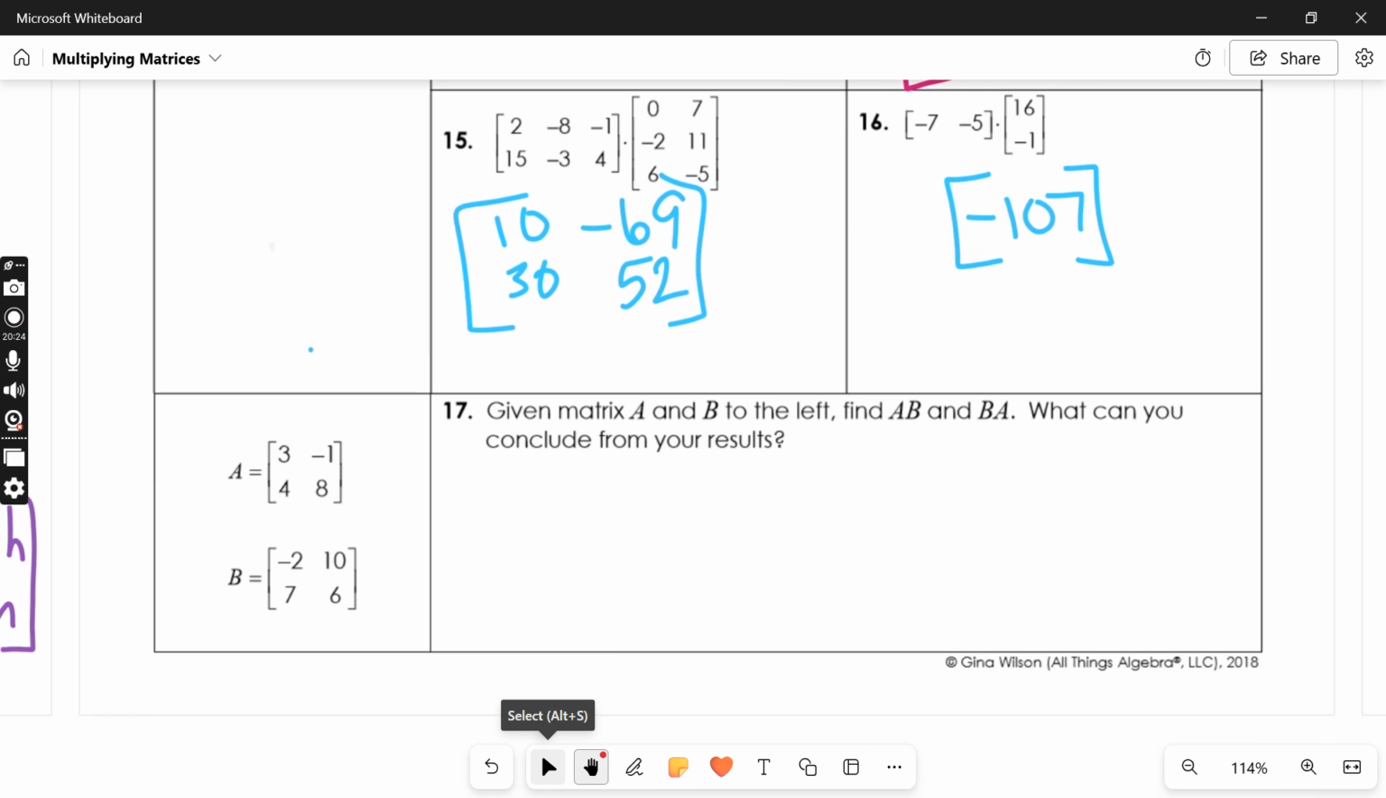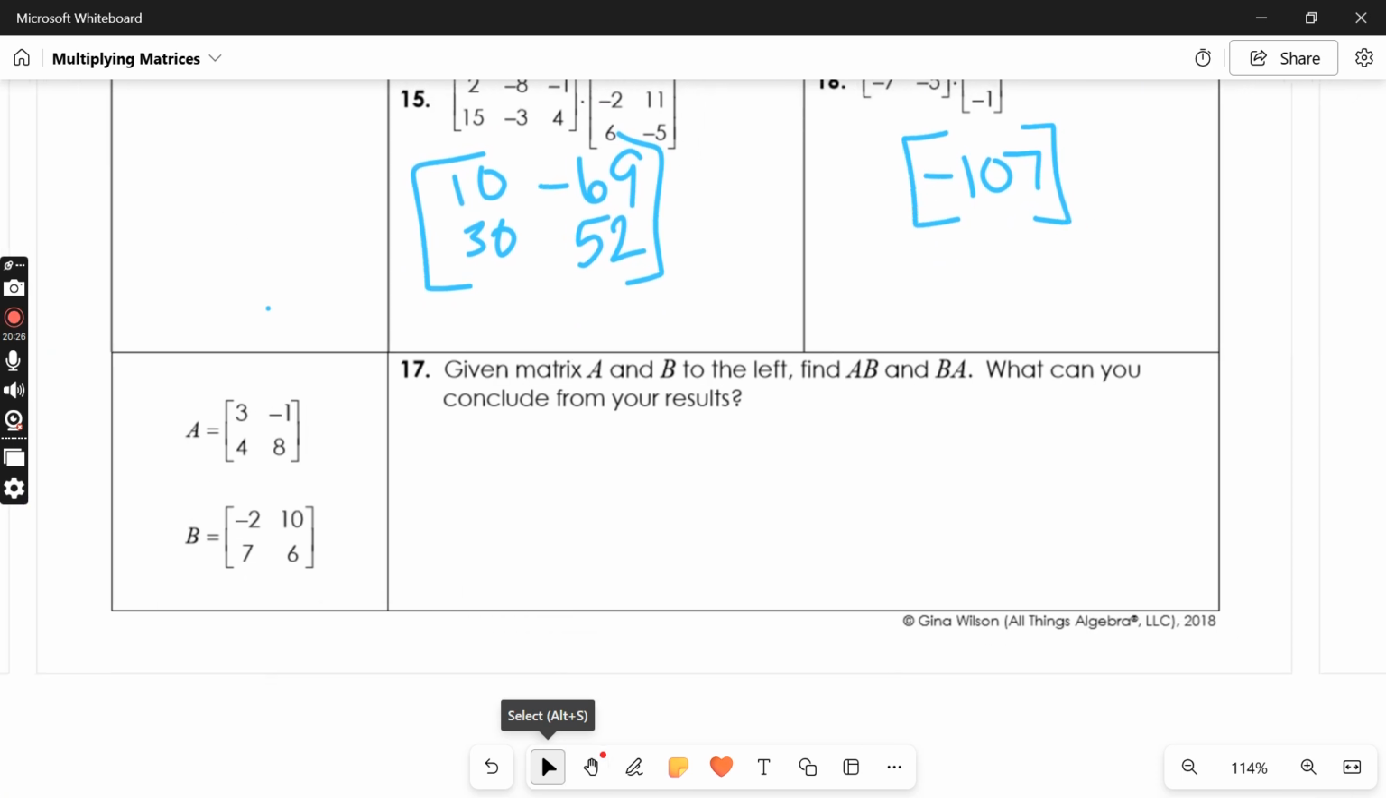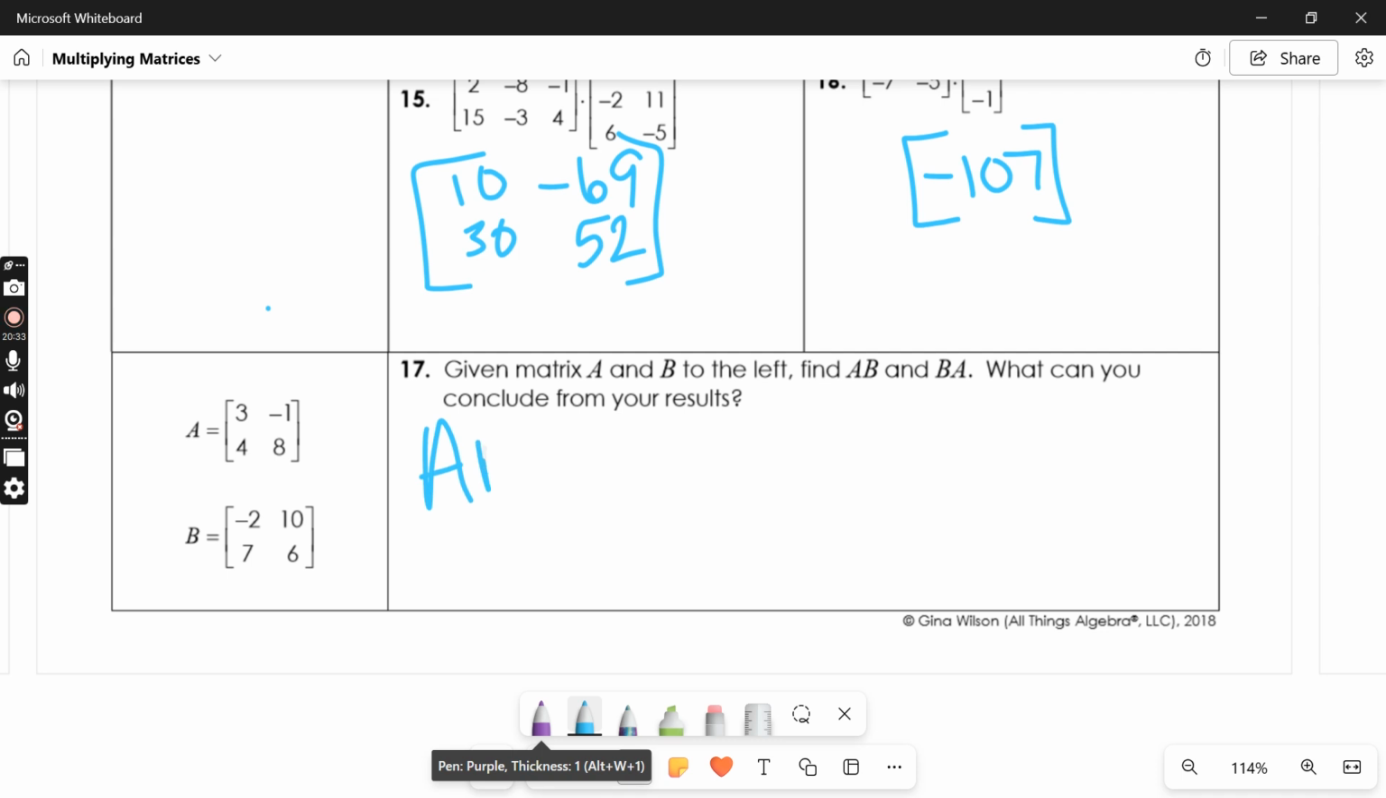Okay, it says given matrix A and B to the left, find AB and BA. What can you conclude? All right, so I'm going to do AB first. You can either multiply by hand or use your calculator. When you do A times B, you should end up with negative 13, 48, 24, 88.